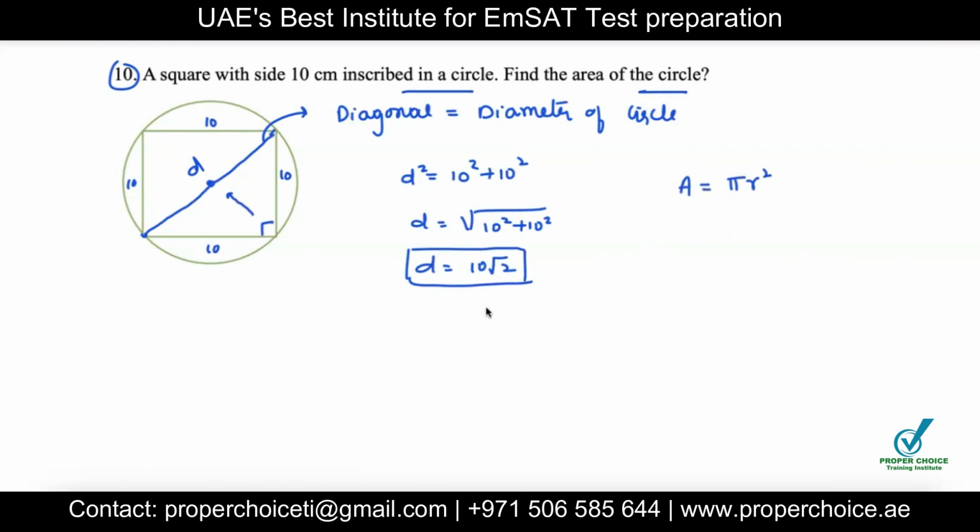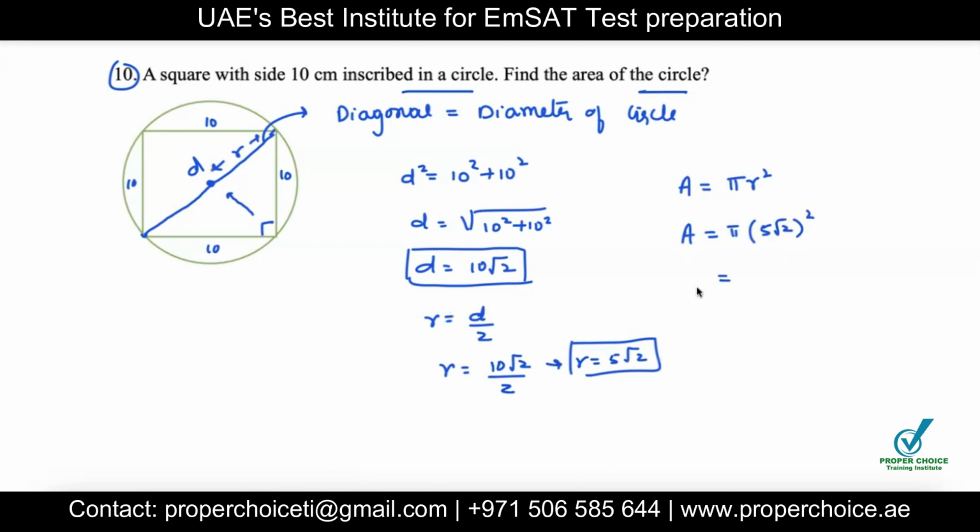But while finding the area of the circle, which is pi r square, I need to get from diameter to radius. So how are the diameter and the radius related? This part is representing the radius, which will be half of the diameter. So radius will always be half of the diameter. In this case, 10 square root of 2 divided by 2 gives us radius equal to 5 square root of 2. So substitute that in this formula. So area equals pi times 5 square root of 2 square.